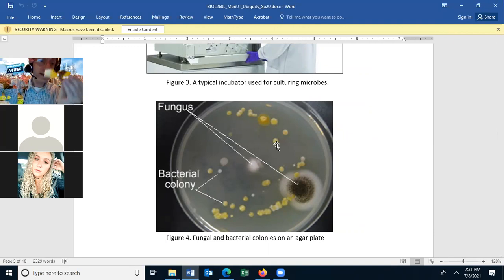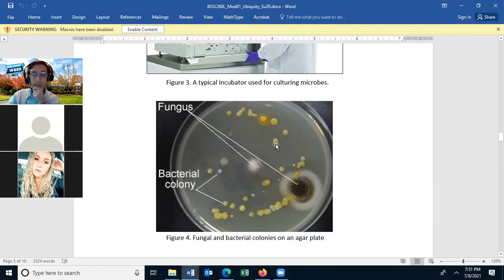Take off the lid of the plate, and then look at the colonies at an angle, and then you can easily tell what the elevation of the colony is. It's shiny.